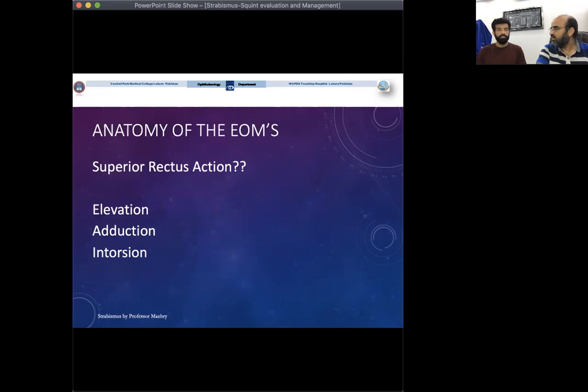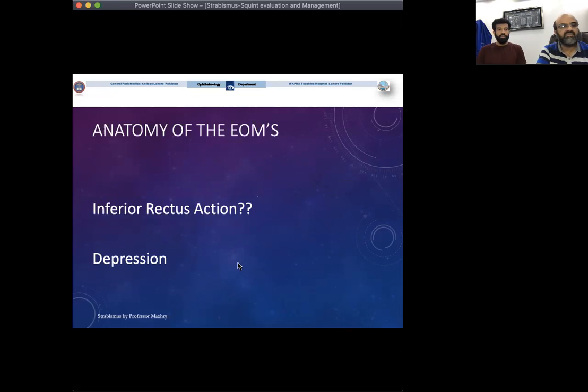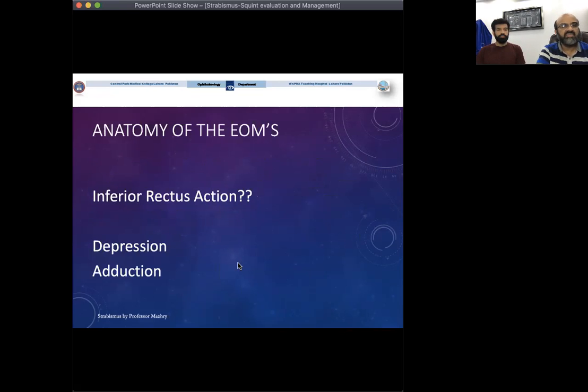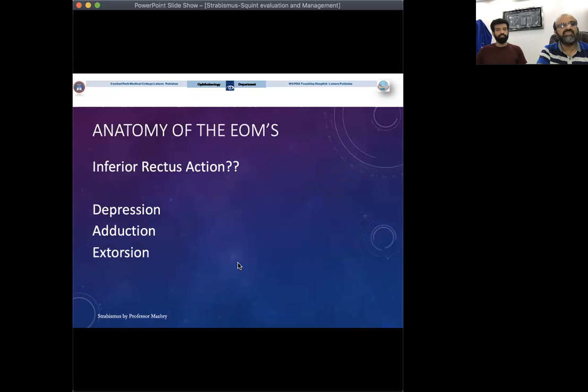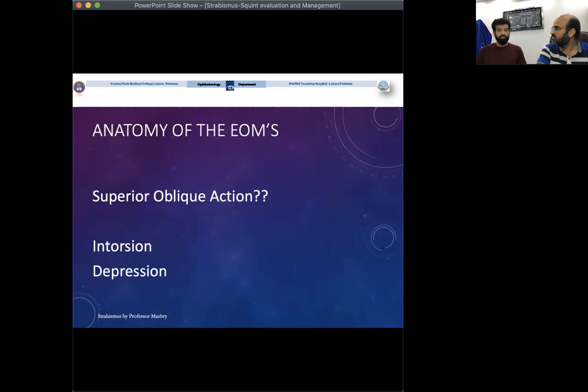Obliques abduct and recti adduct. So these are the primary and secondary actions. Superiors intort and inferiors extort. So then you can classify the actions of the extraocular muscles.